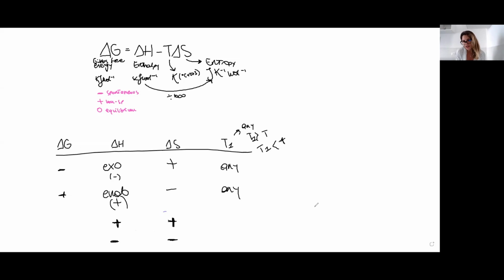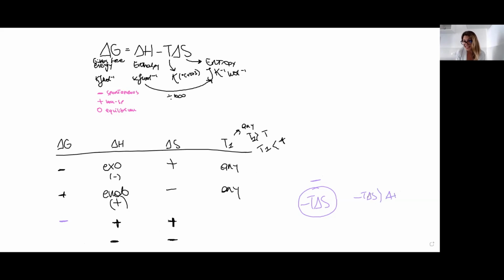the minus T delta S term is going to be negative always because the delta S is positive. So this whole term will always be negative. However, to make the delta G negative, we want the temperature to be bigger, or above a certain temperature, in order to make the T delta S a bigger term, bigger in value compared to the delta H.